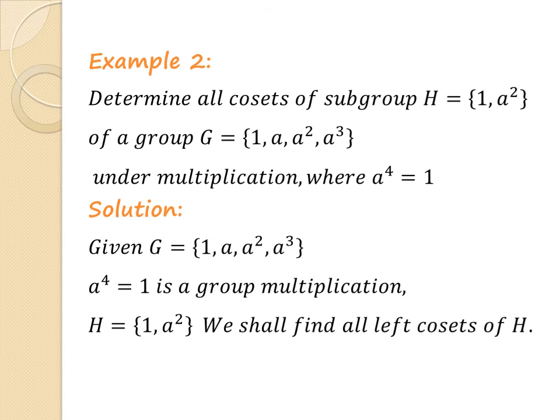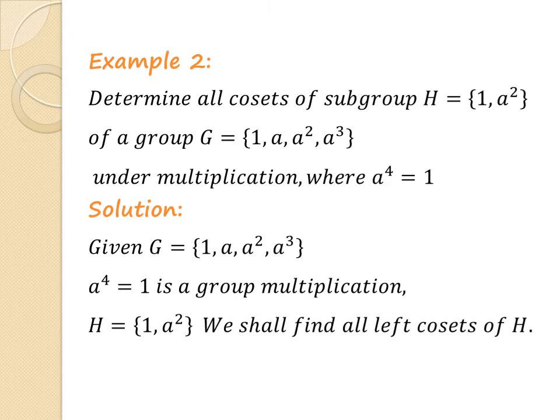So let us move on to the next problem. Determine all cosets of the subgroup H = {1, a²} of the main group G = {1, a, a², a³}. Look at these two groups. The subgroup must contain elements from the main group, right? 1 and a² are in the main group G. Therefore H is a proper subgroup of G.